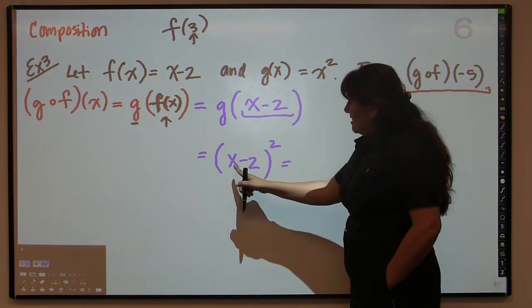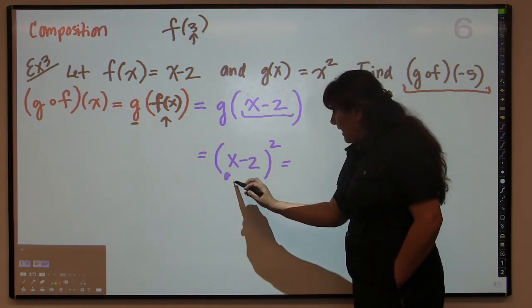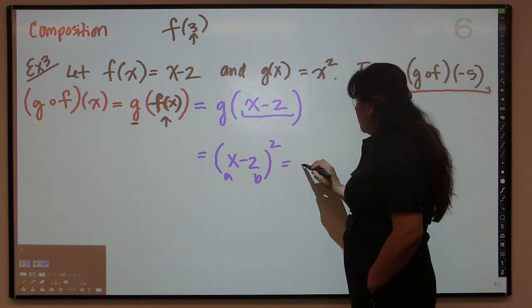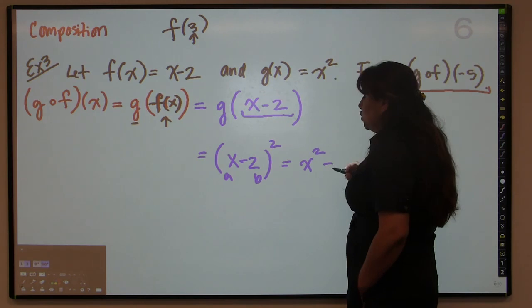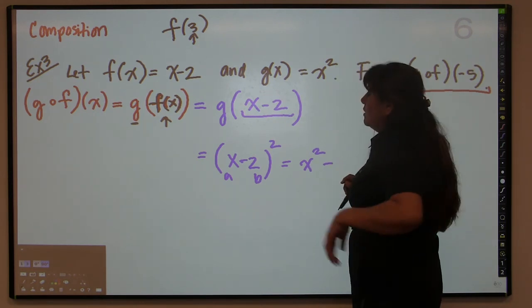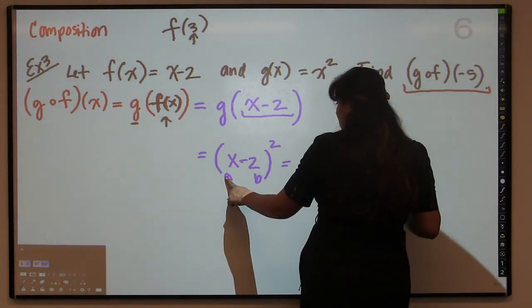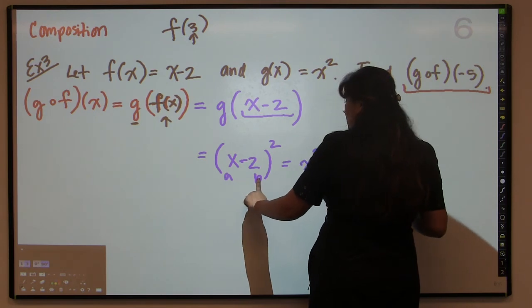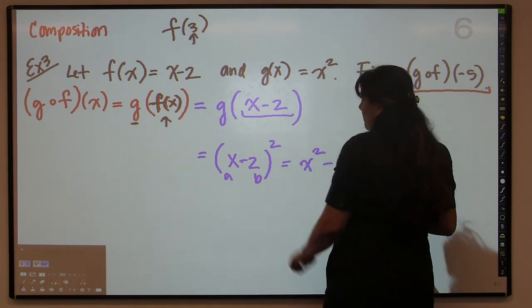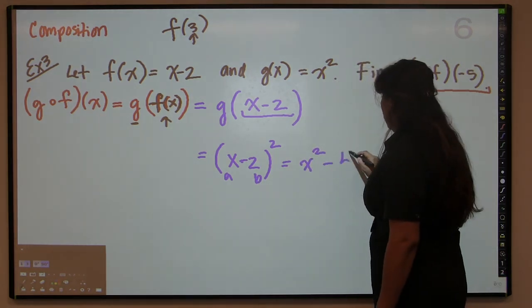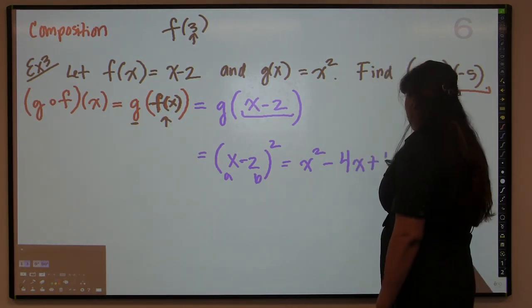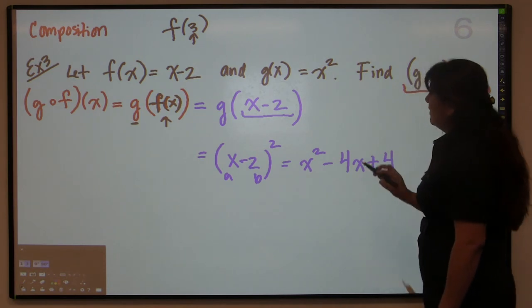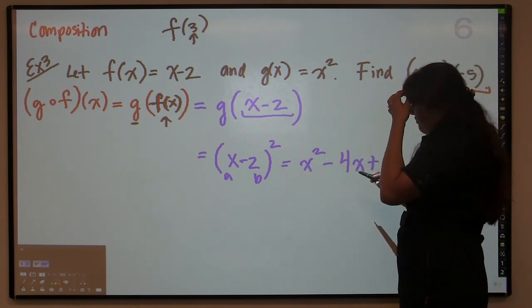So the formula is to do a squared, so I'm just going to call this my a, and this is my b. A squared is going to be x squared. Then this is a negative, so it's going to be minus 2 times a times b. So 2 times x is 2x, and 2x times b, which is 2, is going to be 4x. So minus 4x, and then plus b squared, so plus 2 squared, which is 4. Okay? So now this is g of f of x.